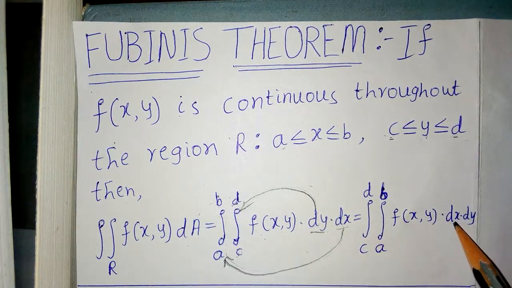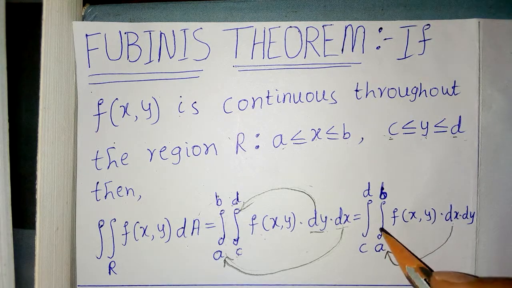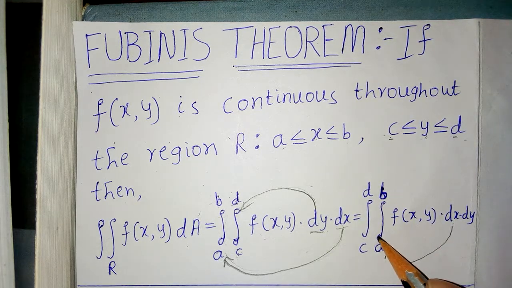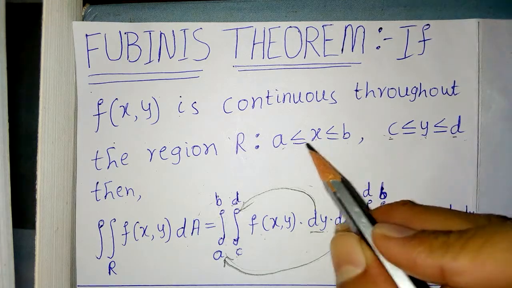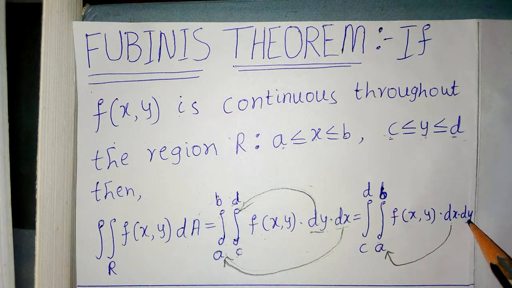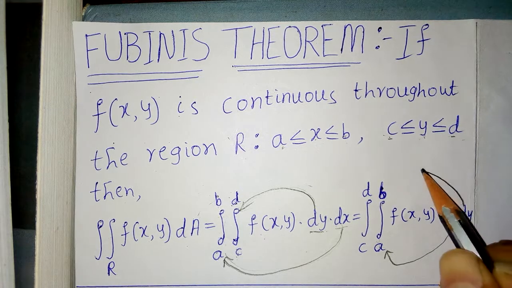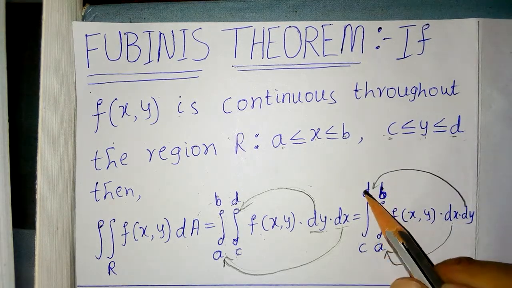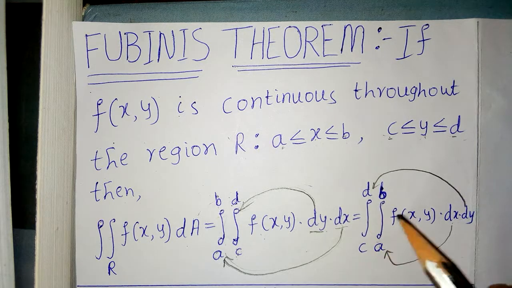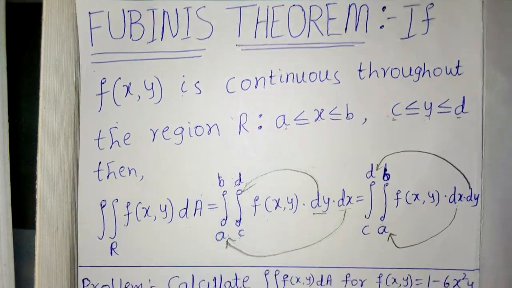So if we write dx first, then in the first integration we write a to b, which are the limits of x. Similarly, if we write dy after dx, then the limits are c to d. This is Fubini's theorem. By using this theorem, we can find the double integration of some functions.